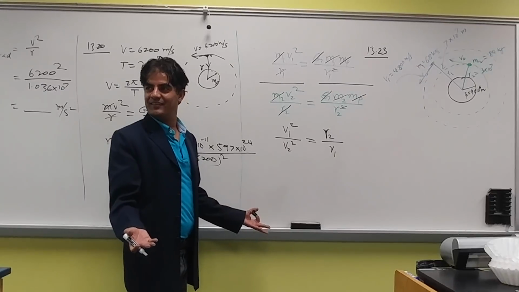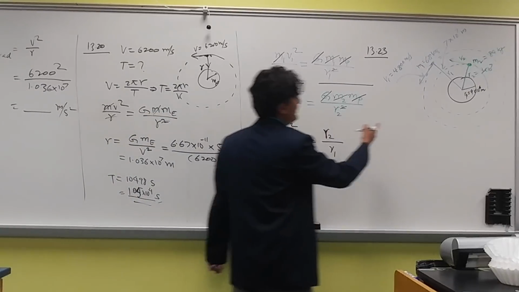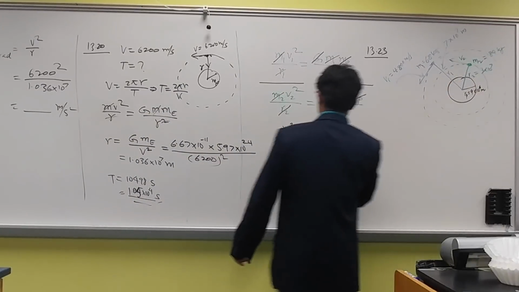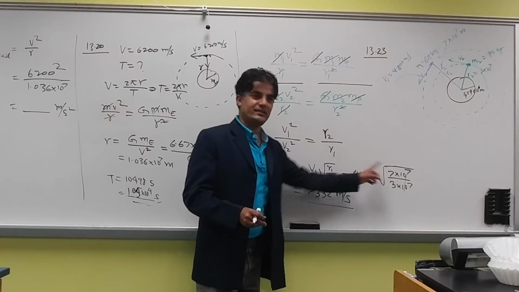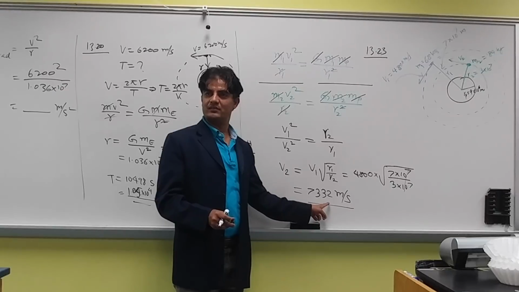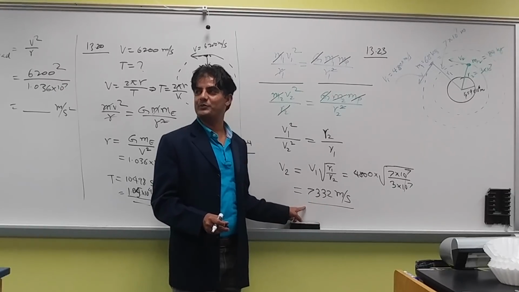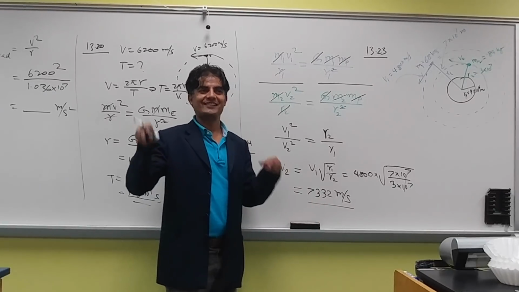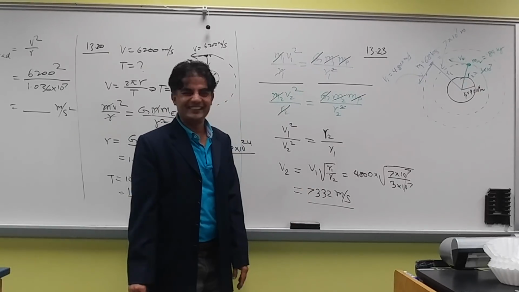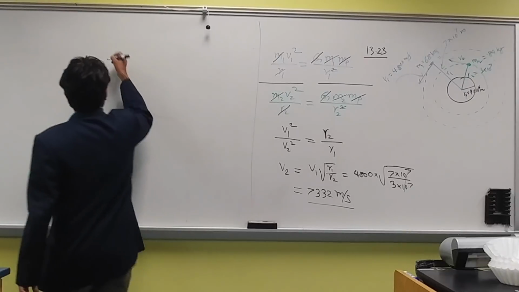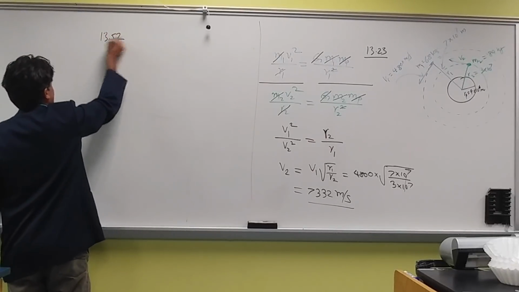That's it. So now the question is, find this velocity V2, right? Where is your V2? V2 is here. So basically your V2 comes 7332, right? That's your answer, by the way. I hope it is correct. I hope your calculation is right. All right. You're rather smart, I know. 13.52.